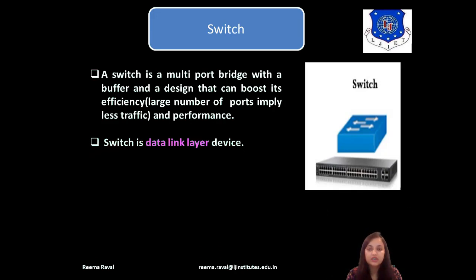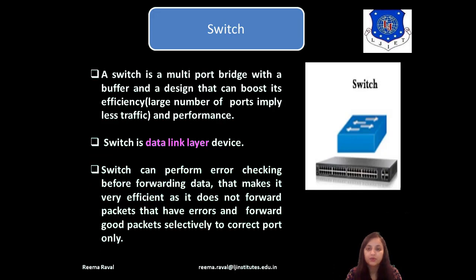Now, a switch is a data link layer device. So a switch can perform error checking before forwarding data. That makes it very efficient as it does not forward packets that have errors and forwards good packets selectively to the correct port only. That means a switch can distinguish good data from bad data, that is, good packets and bad packets, during transmission. So that is the biggest advantage of switches.